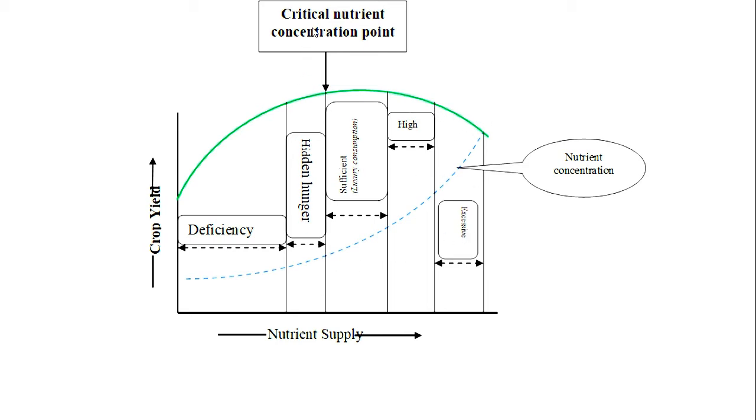So this is the most important point, the critical nutrient concentration point. It is a point below which deficiency occurs and above which sufficiency occurs. This hidden hunger we cannot see visually or with the naked eye. This is the stage or condition of the plant where the plant is suffering from nutrient deficiency but without showing any deficiency symptom.